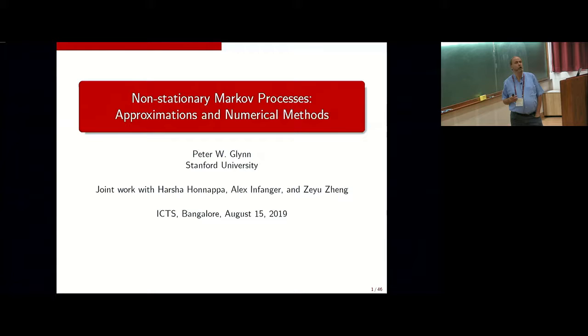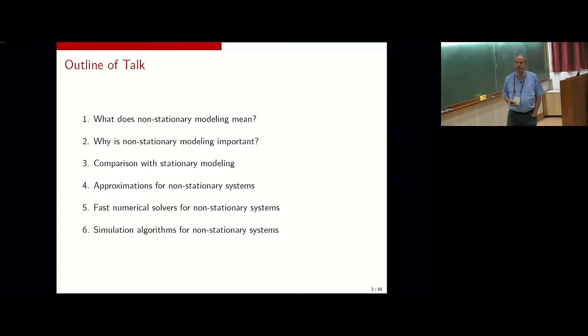I'm also going to flavor my talk with some personal commentary a bit later, so you'll get my sense of why I think this problem has been underexplored historically. So the outline of the talk is: I'll talk about what non-stationary modeling means in this context, and why it's important from an application standpoint. I'll do some comparisons with the world of stationary Markov process modeling. Then I'm going to discuss a set of approximations for non-stationary models that I think are important and relevant. Then talk about some fast numerical solvers for non-stationary Markov process models. And then finish up, hopefully, with a discussion of some simulation algorithms for non-stationary systems. So that's the outline of the talk.